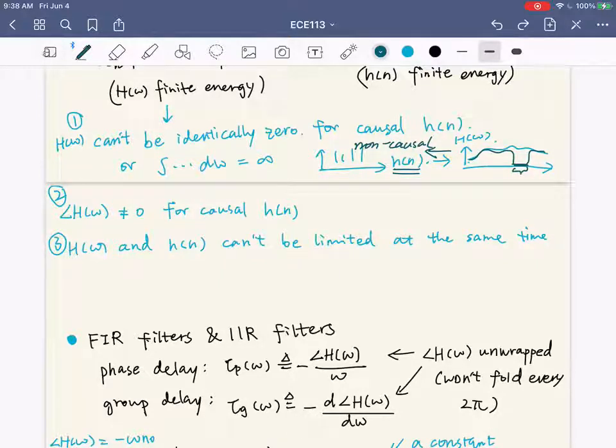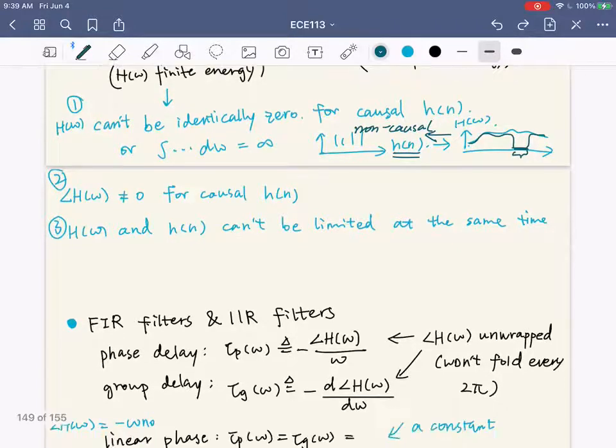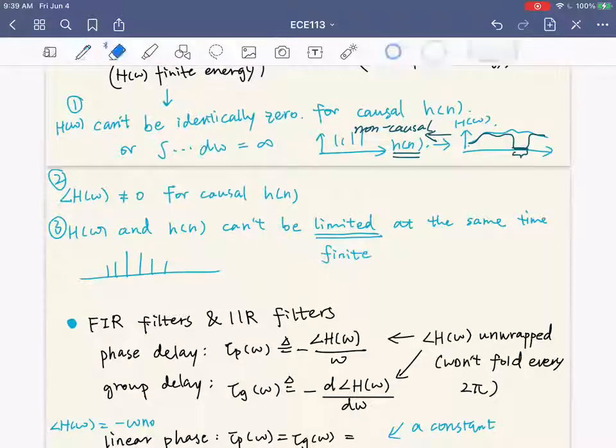For number 3, what do you mean by they can't be limited? They can't be limited. So limited means that it only has finite supporting. It doesn't have infinite supporting, which means it is limited. Oh, okay. So that means finite. Yeah. One has to be. You can't both be finite. Yeah. Oh. Finite in the horizontal axis. Cool. Okay. Thanks for your question.